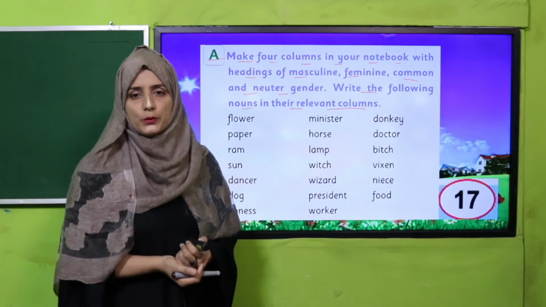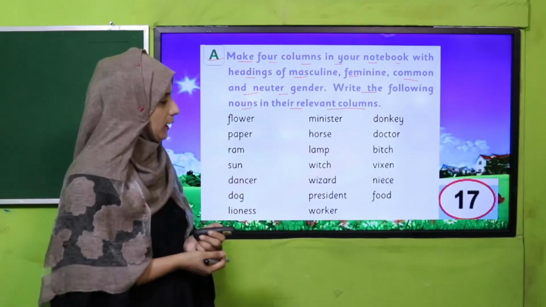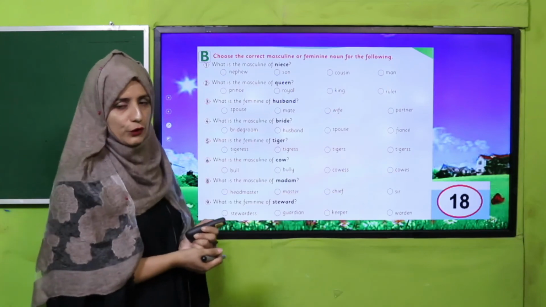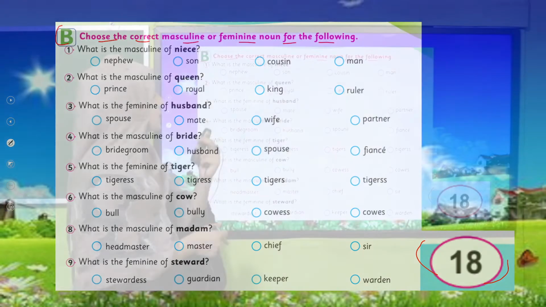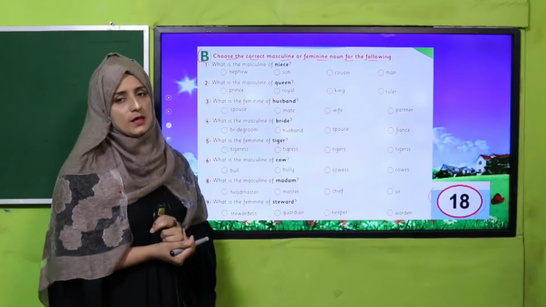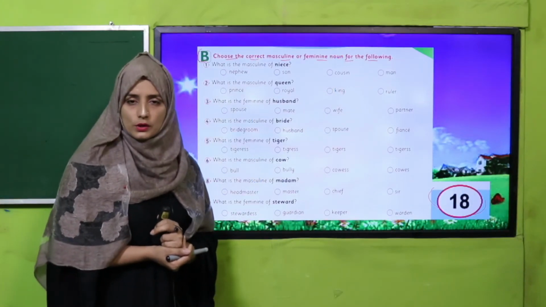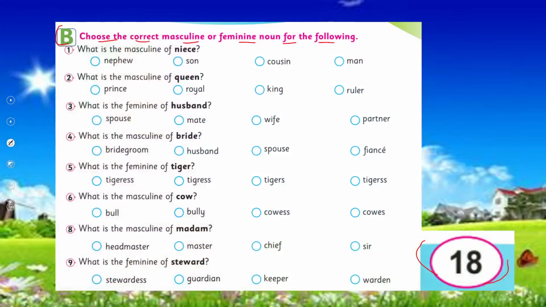Excellent job. I hope you have been guided and have got it in a nice way. Okay, here is another question for you. On page number 18, you have to do this question in your book, my dear students. Question number B is there. Choose the correct masculine or feminine noun for the following. So you have to fill the bubble. One bubble is correct, so you will read out and fill the bubble in your book and then come back.